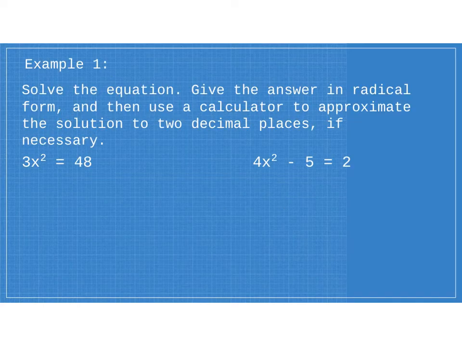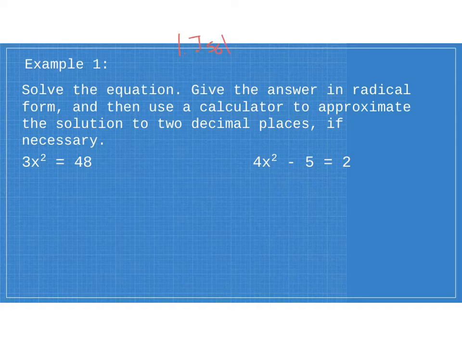Alright, so example 1, we want to solve the equation, give the answer in radical form, and then use a calculator to approximate the solution to 2 decimal places if necessary. Okay, so as we work through this, we're essentially doing what we've done before and solving for x. And so this time, we want to get our squared term by itself.